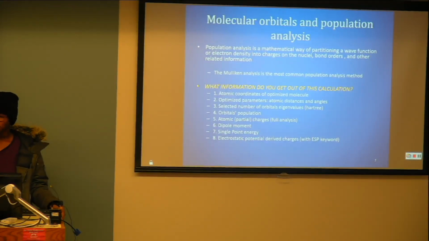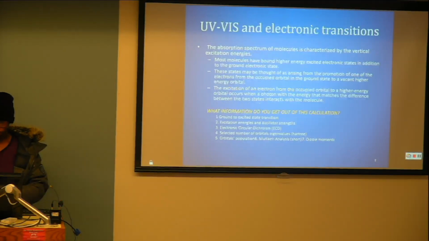And then we have molecular orbitals and population analysis, and it's a mathematical way of partitioning the wave function or electron density into a charge of a nucleus, bond order, as well as other related information. Also, the cubegen analysis is the most common population analysis performed, and for this calculation, you can get a lot of information, and all of that is listed below.